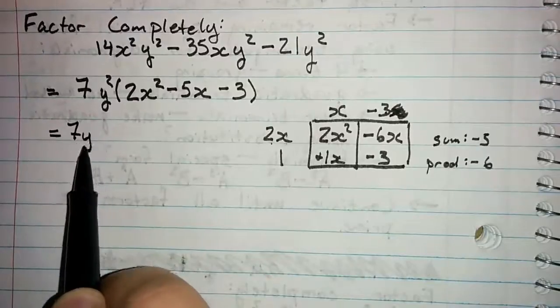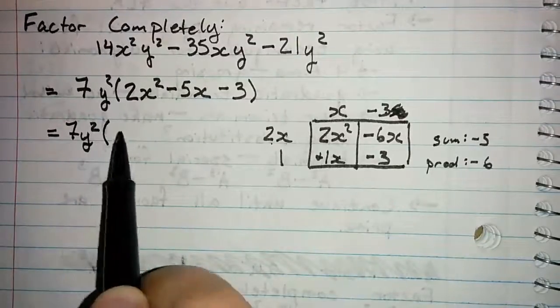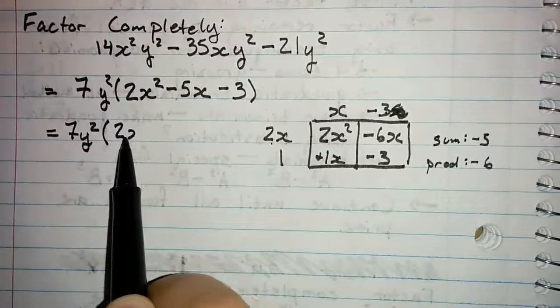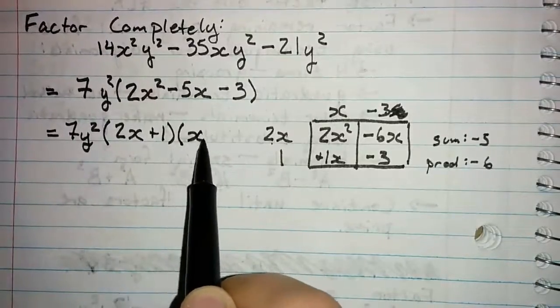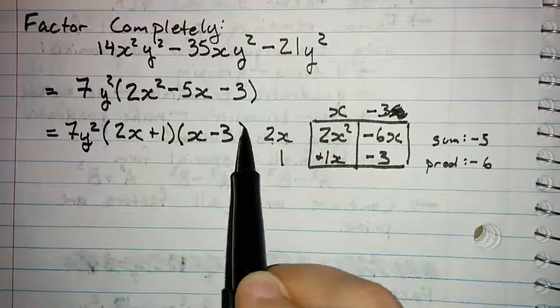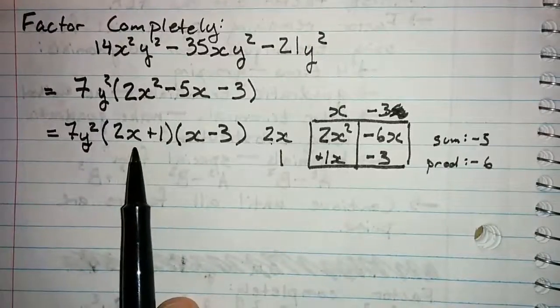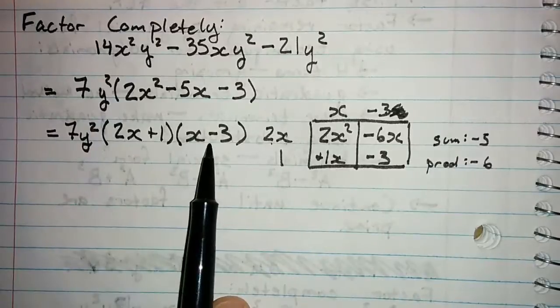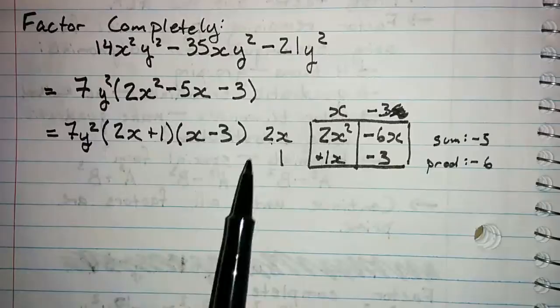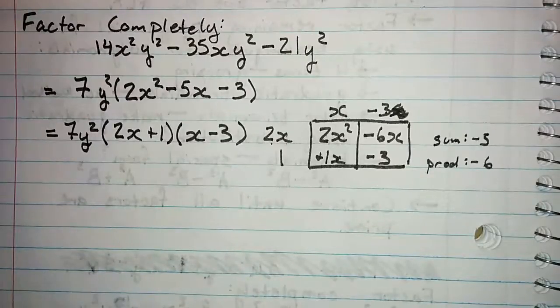We get 7y squared times 2x plus 1 times x minus 3. Now, is this binomial prime? Yes, it is. Is this binomial prime? It also is. So I have factored this polynomial completely.